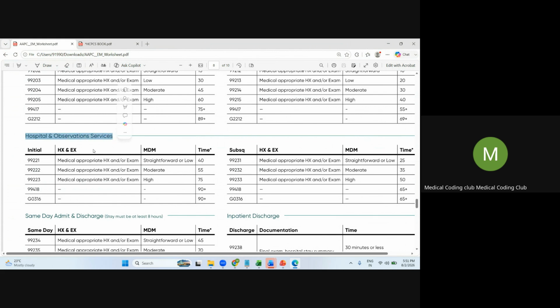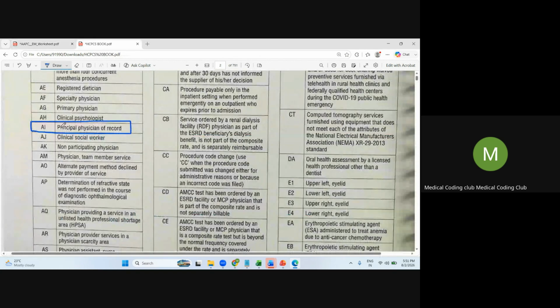Okay, the initial inpatient service code you will take for admission. Since the patient is admitted, you will be reporting 99223, the high MDM E/M code. With this, you have to use the AI modifier. So this is how we will utilize modifier AI, which stands for Principal Physician of Record.